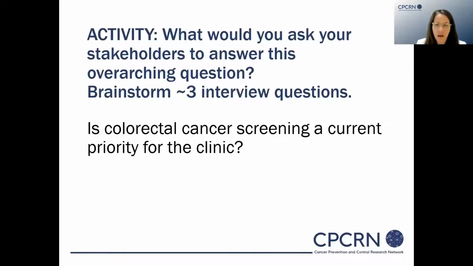Okay. So now that we've covered different types of interview questions and what to avoid, let's practice writing a few questions. Here's one of our overarching questions that we came up with at the beginning. What would you ask your stakeholders in order to answer this question? Is colorectal cancer screening a current priority for the clinic? So take a few minutes, think about it, maybe jot some down. And if you'd like to share once you have thought of some, feel free to add them to the chat or come off mute.